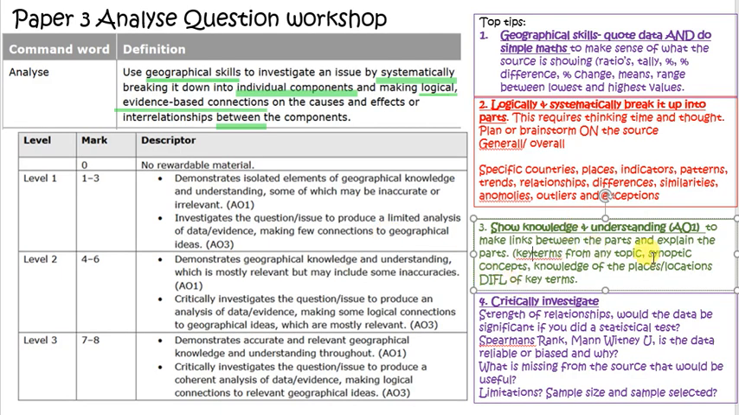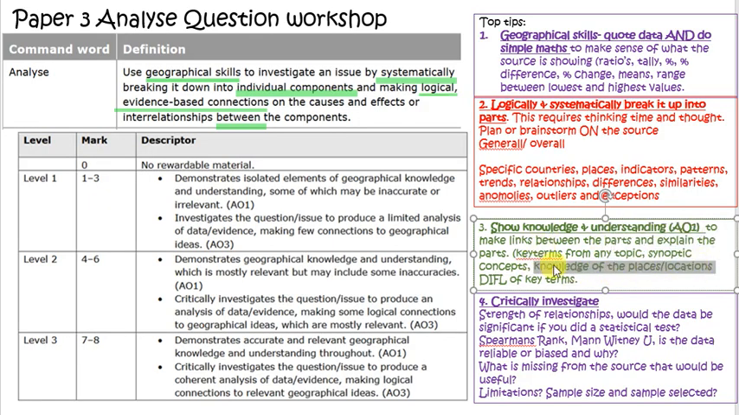Key terms, also synoptic concepts, could be used to help explain the parts. We're going to look at a source in a minute where the key concepts of inequality, interdependence, globalization, they can be the answers themselves to explain the parts. Any other knowledge of the places or locations from the sources, you might be lucky.